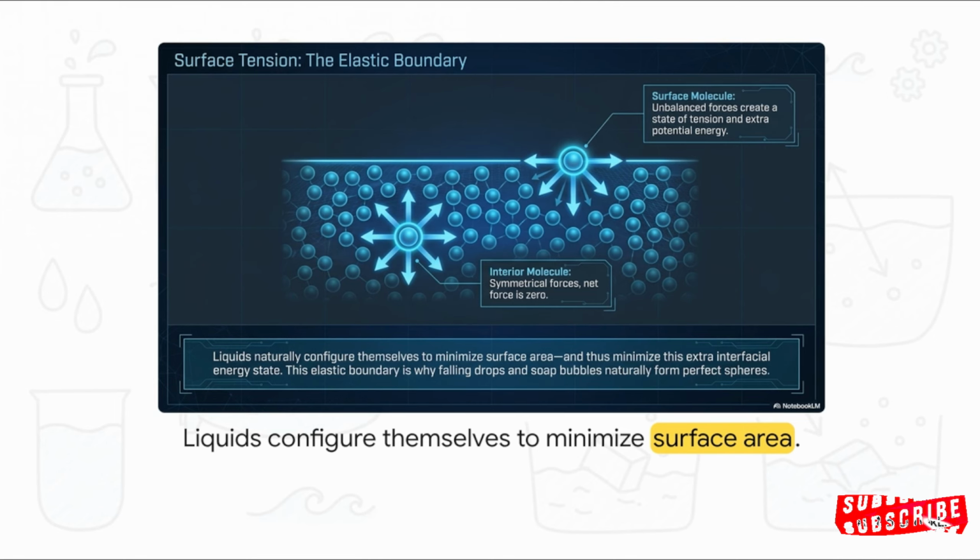Because systems in nature are lazy and always try to minimize their potential energy, liquids naturally configure themselves to minimize surface area. That's exactly why free-falling raindrops and floating soap bubbles naturally form into perfect spheres, because geometrically, a sphere has the smallest possible surface area for any given volume.